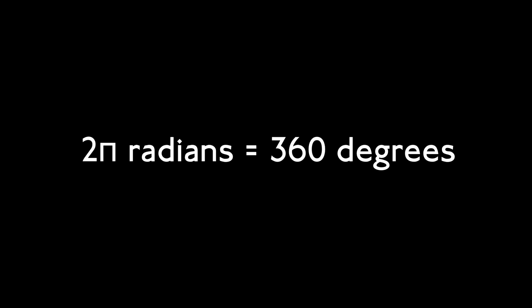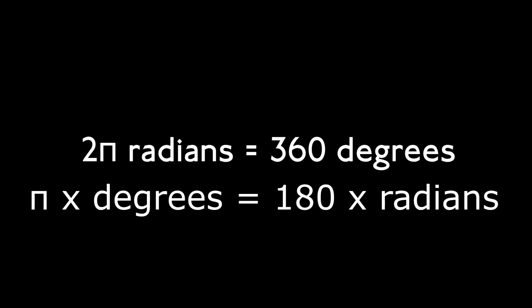This is because 2 pi is what you need to find the circumference, therefore it has become the SI unit for angles. Given that 2 pi radians is 360 degrees, we can use this formula to convert between radians and degrees. Therefore, degrees multiplied by pi is equal to 180 multiplied by radians. Just rearrange to calculate what you want.